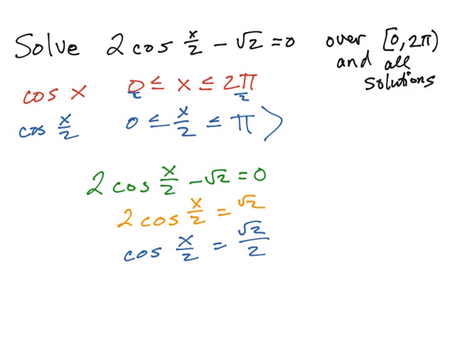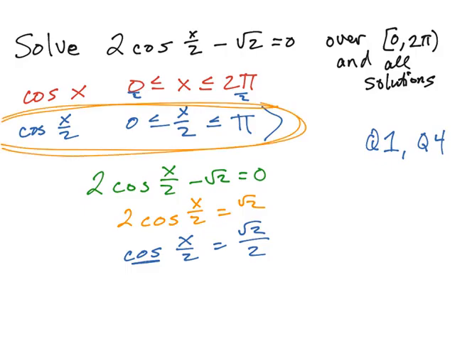Now let's think about this. Where is cosine positive? There's our first thought. Cosine is positive in quadrants 1 and 4. However, remember, we are only dealing from 0 to pi, so we are only playing in quadrant 1 for this particular piece because it's a half angle. Okay, so where in quadrant 1 is the cosine radical 2 over 2? Well, radical 2 over 2 means that our angle would be pi over 4 in quadrant 1.